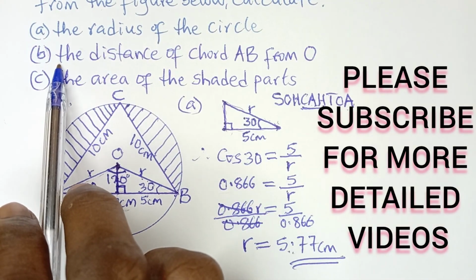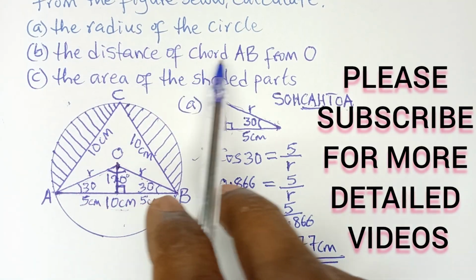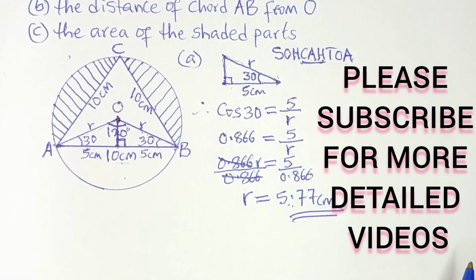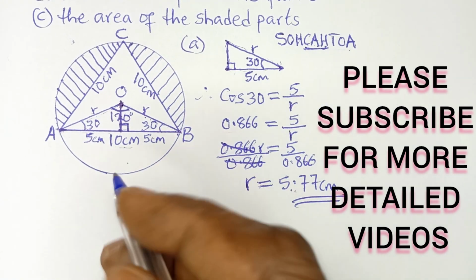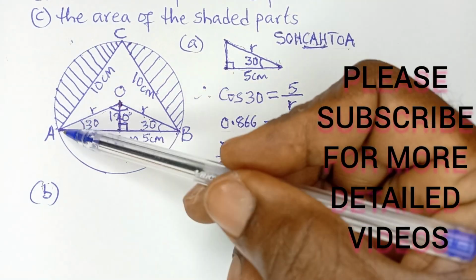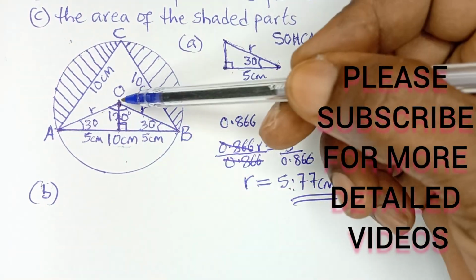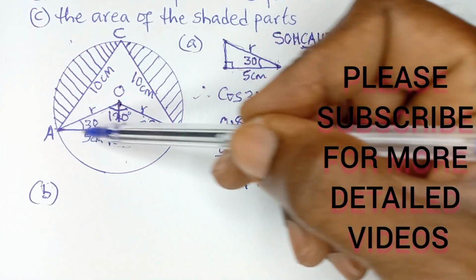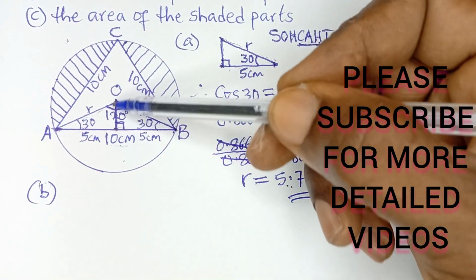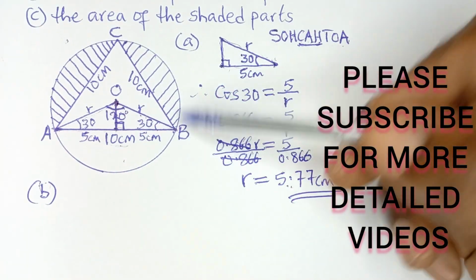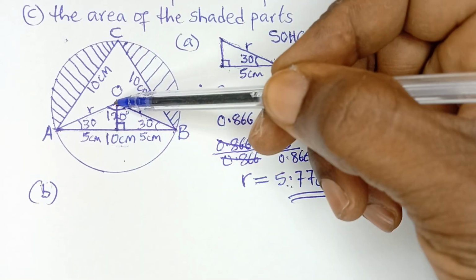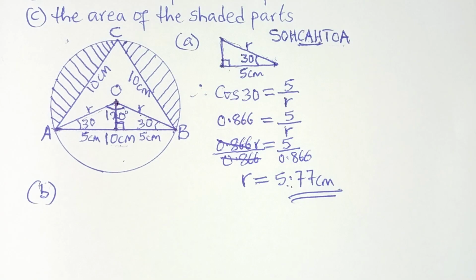Now let's move to the B part of the question that says the distance of chord AB from O, that is the center of the circle. So I'm going to solve that here as B. The distance of the chord AB from the center of the circle. So this is the chord AB. Its distance from the center has to be from here to here, because there's this line here to the center. So from here to here is the distance that we are looking for.